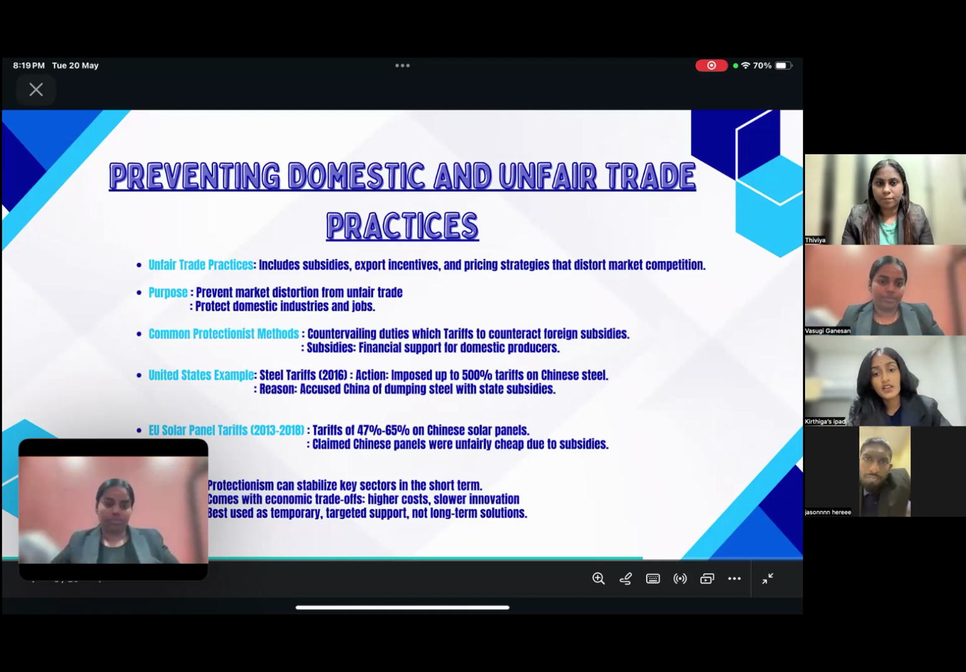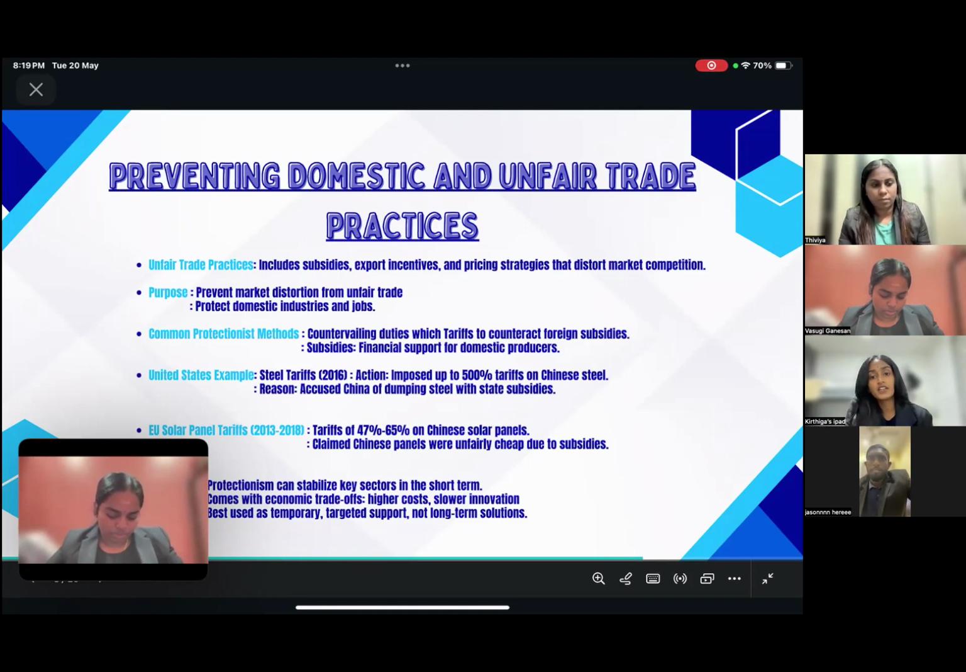So moving on to the common protectionism methods. Now let's look at some of the most common tools governments use. One is countervailing duties. These are tariffs that directly offset foreign subsidies, making imported goods more expensive and restoring fair price comparison. Another method is providing domestic subsidies. This means giving financial support to local producers so they can stay competitive against subsidized imports.